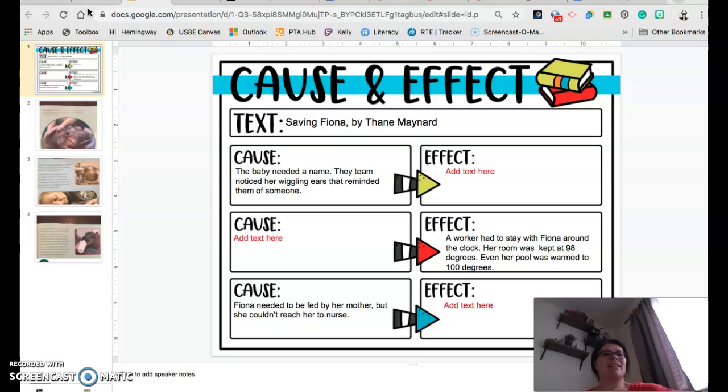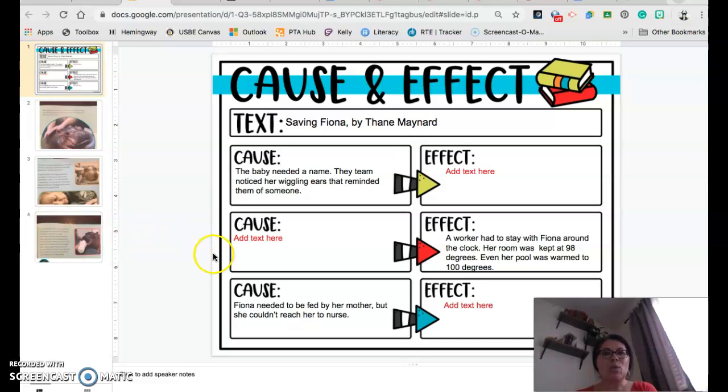We're going to continue talking about Fiona for the next couple days as we talk about cause and effect. When we talk about cause and effect, we're talking about when something happens that makes another thing happen. So it rains, and the effect is I open my umbrella. It rains, the effect could be the flowers bloom. You wear dirty clothes, mom has more laundry. Very, very simple.